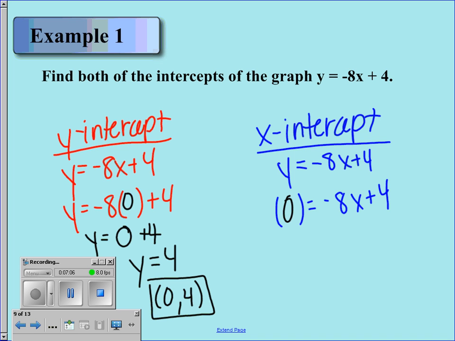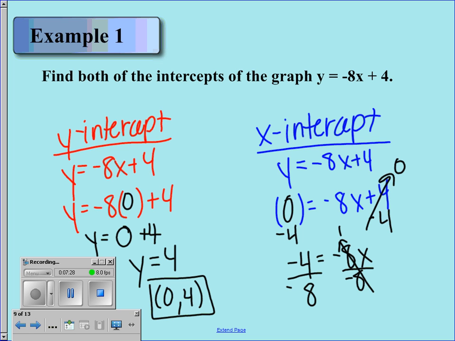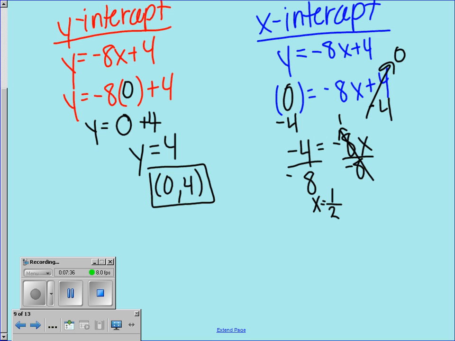And I solved this equation just like we did back in chapters 1 and 2. Subtract 4 from both sides. 4 minus 4 is 0. Trying to solve for x, I divide both sides by negative 8. Negative 8 divided by negative 8 is 1. And negative 4 divided by negative 8, a negative divided by a negative is a positive. X is 1/2. Have to be careful with that.